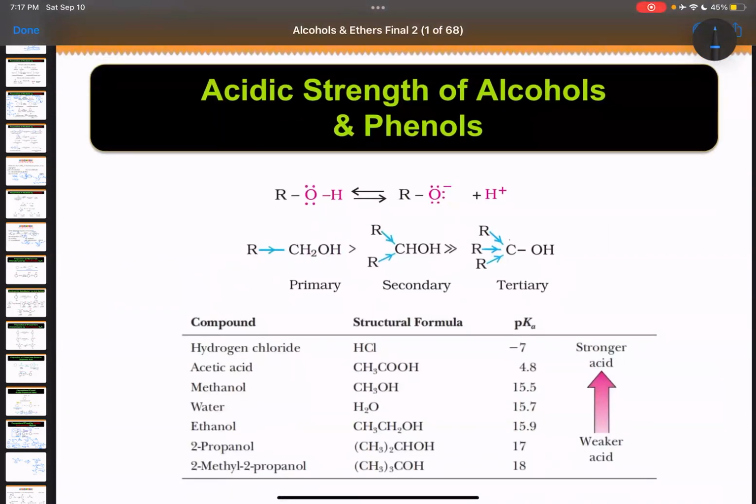Okay, now we move to the acidic nature of alcohol. So what do you think, which alcohol is going to be the most acidic and least acidic, and how do you decide? Any idea?